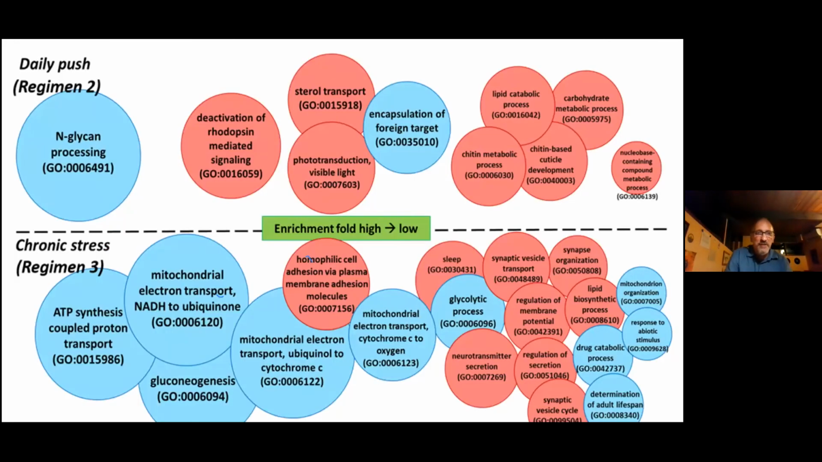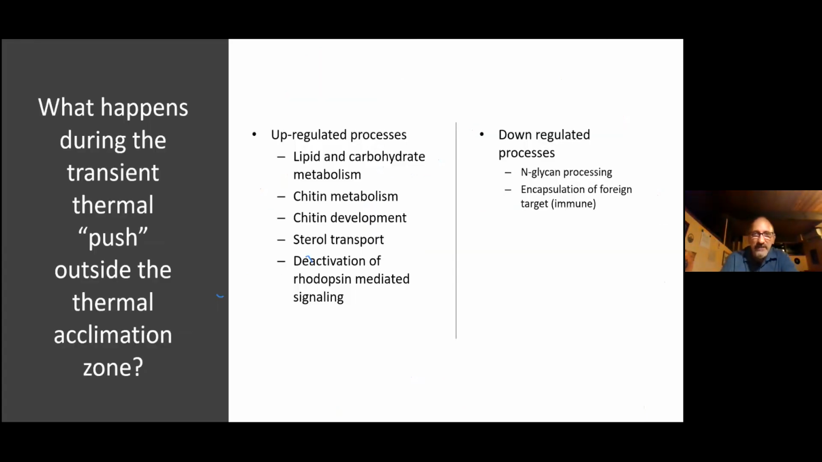During that thermal push, so basically this top bit, what we see is the upregulated process of lipid and carbohydrate metabolism. This is exactly what we see in the chronic rearing studies when we did the metabolomic work. We see the lipid, and that makes sense, right? The cost of staying alive when it's hot is higher. And we see a whole lot with chitin metabolism and chitin development, basically the stimulation of development and molting. We see increase in sterol transport and in deactivation of rhodopsin-mediated signaling. And then in terms of the major downregulated processes, we see N-glycan processing and some immune-related stuff.